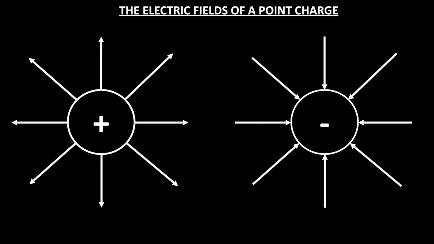What do you notice about the direction of these arrows? When drawing and analyzing a charged particle's electric field, we can see that the arrows are moving away from the positively charged particle, and they're also moving towards the negatively charged particle.